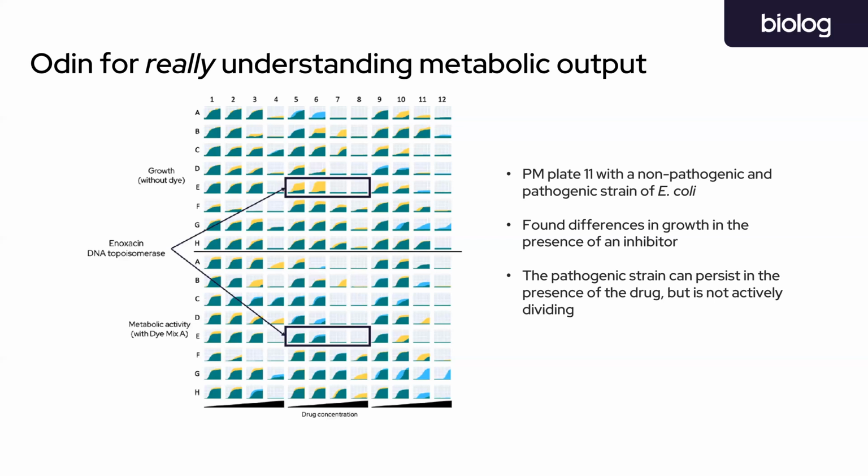However, when we run without dye, looking at growth, that top plate, we can see that the pathogenic strain isn't really growing at any concentration, which are those green peaks. And we can infer that it's likely using its energy to stay alive and not replicate. However, at lower concentrations, this wild type strain is able to grow. So this is a really interesting difference that you can really tease apart by doing these types of experiments with Odin.